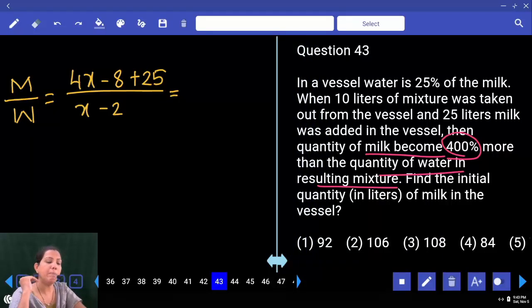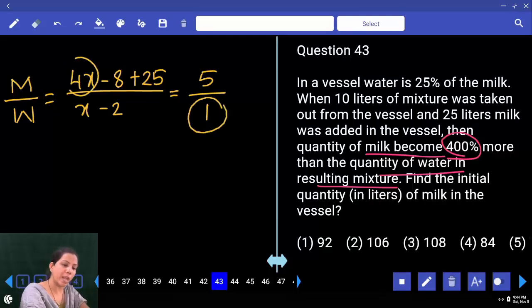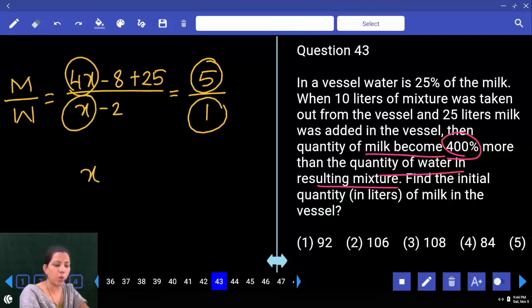Compared to water, milk is how much percent? 400% more. Then who is 100? Water 100. If water is 100, what is the milk volume? 500. So finally, what is the ratio? 5:1. Cross multiplication: 1 into 4x value 4x, 5 into x value 5x. So the difference is only 1x.